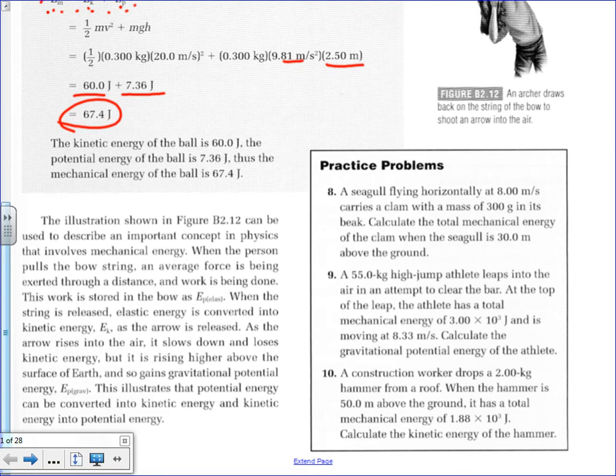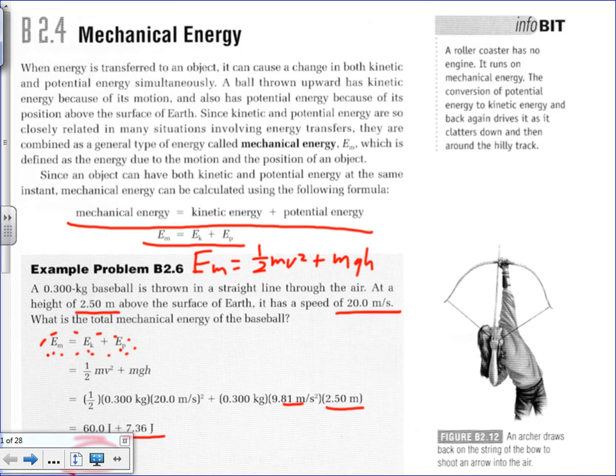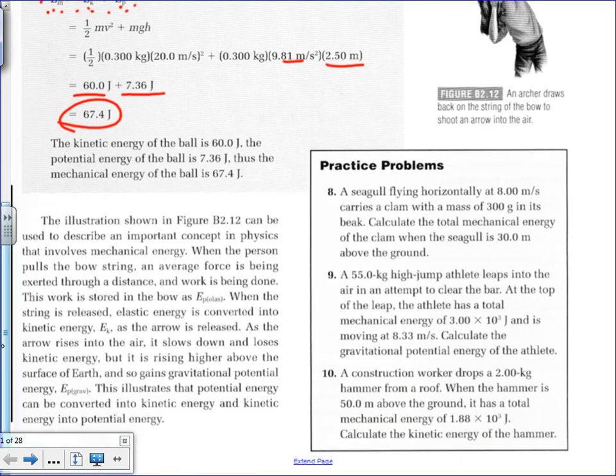Good, because there's almost always some version of a bow and arrow on your unit exam. In the past few years it's been bow and arrow, slingshot, catapult. They all have the same thing in common. You change their shape so they have elastic potential energy and you convert it into something else by doing work. All right. I want you guys to try 8, 9, and 10. And I will put the answers up there so you can check and see if you've done them right.